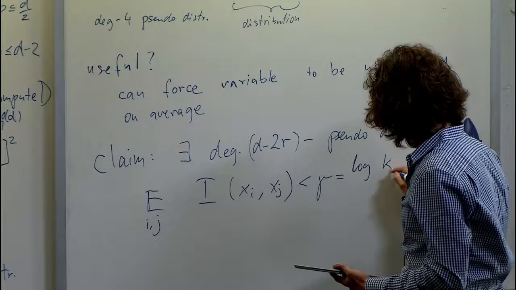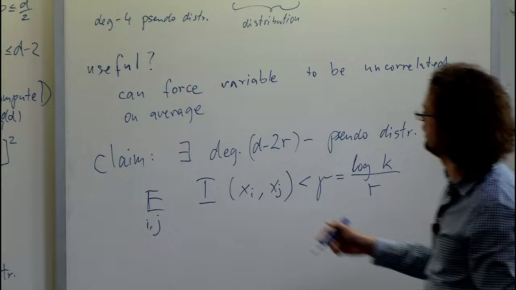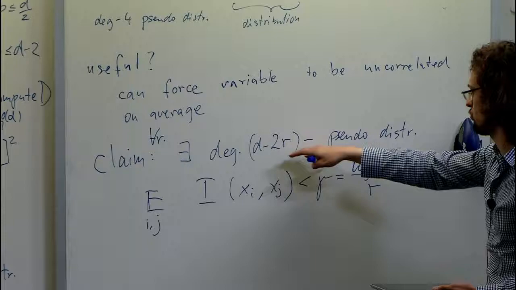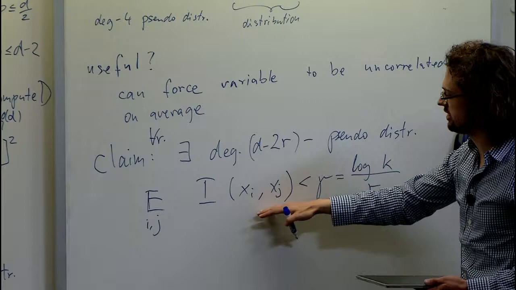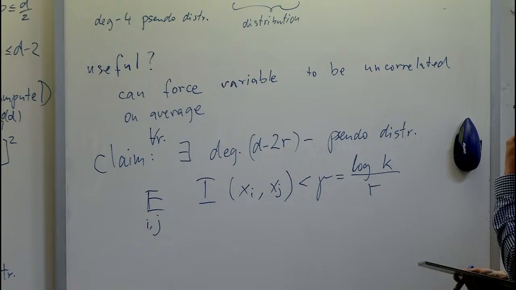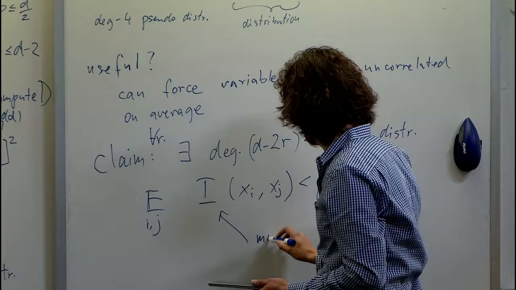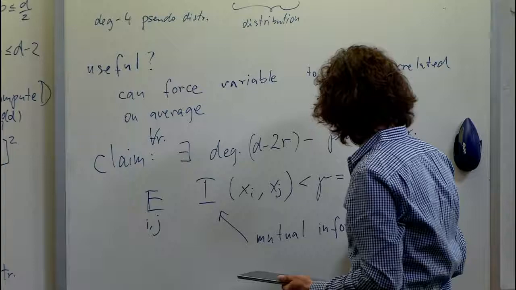Okay, so for every r, we claim that there exists a degree d minus 2r pseudo distribution where the variables aren't correlated in this sense. And I stands for? Yes, that's a good question. So this here is the mutual information between xi and xj.